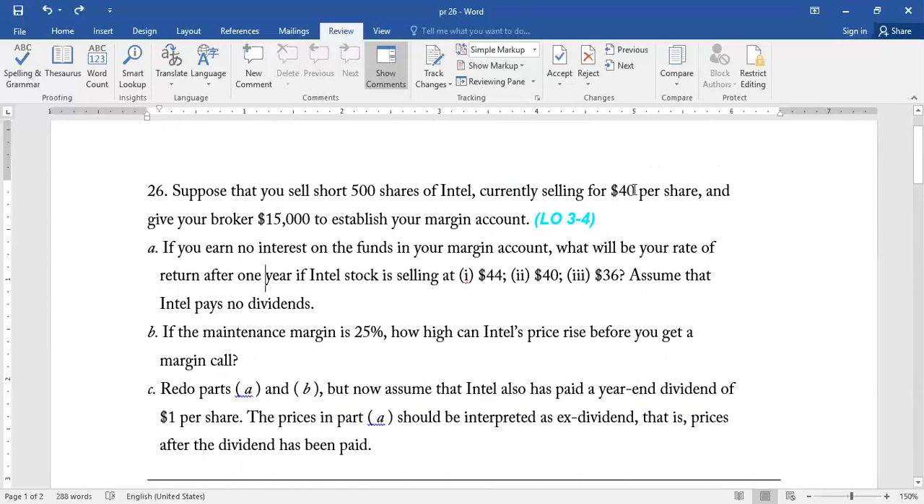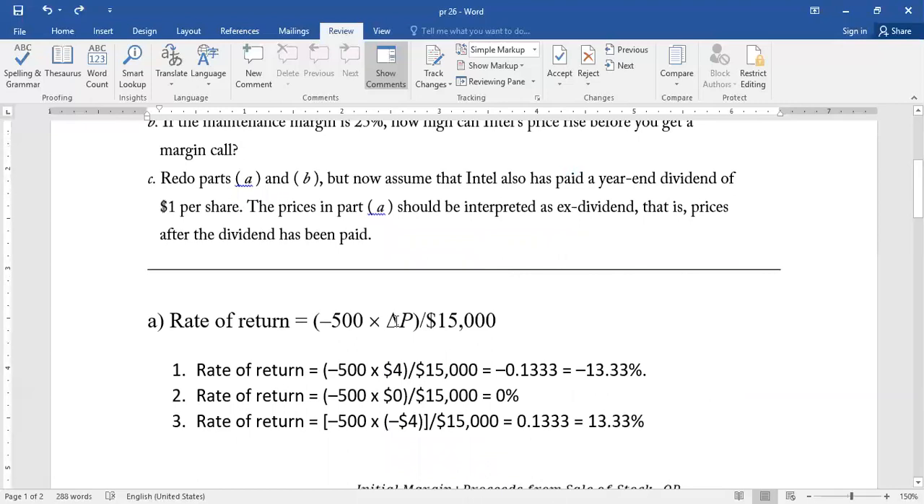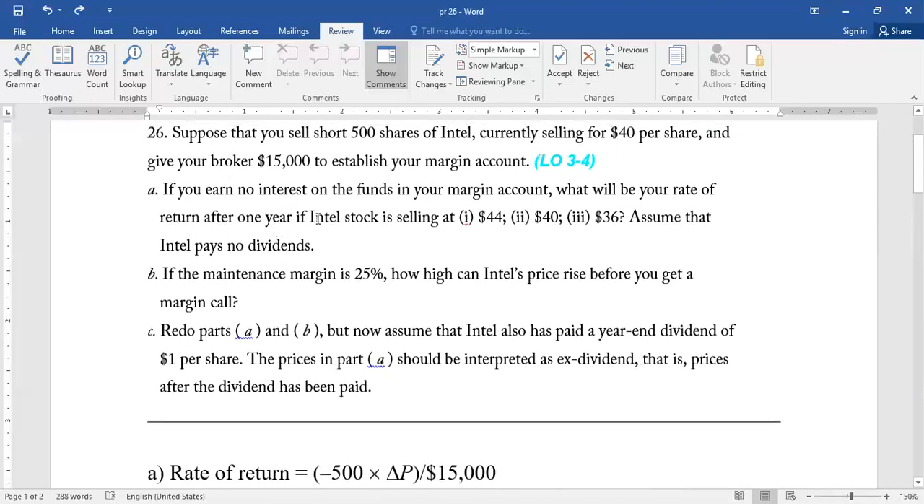So we have an increase from $40 per share right now. And after 1 year, it's selling for 44. So from 40 to 44, we have a $4 increase. So delta P, we replace it by $4 because the price moved from 40 to 44. We multiply it by minus 500 because we're selling 500 shares. And we divide it by our initial margin, which was $15,000. So we do that, we get minus 0.133. We multiply that by 100, we get minus 13.33%. That is the rate of return if the price of Intel after 1 year is 44.